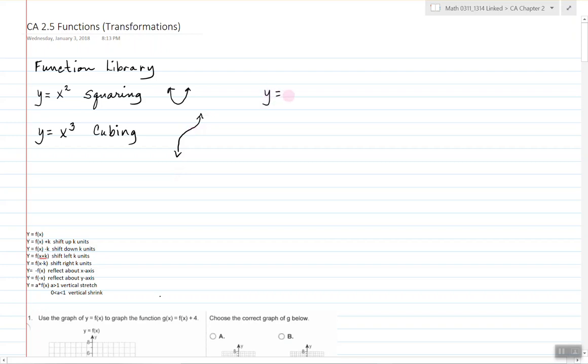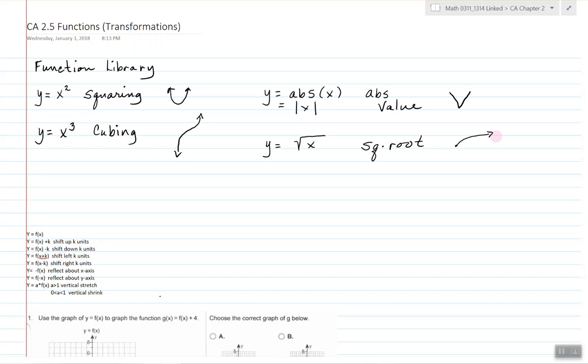We have y equals absolute value of x, which could be written as absolute value bars x, and so this is absolute value, and its shape is a V. And y equals the square root of x, square root, and this shape is kind of a branch. All right, so these may be helpful as we talk about transformations.